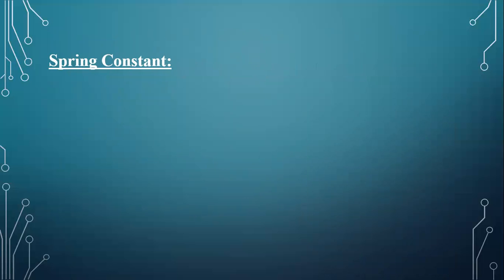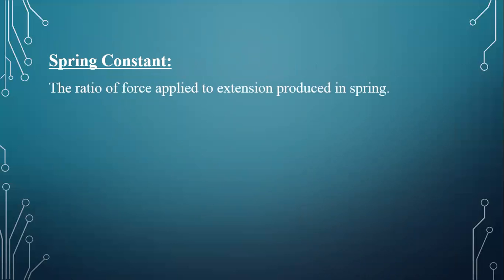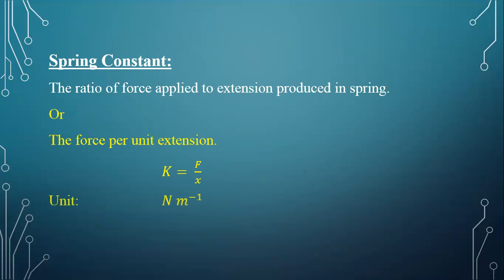This spring constant is also known as force constant. So spring constant or force constant can be defined as the ratio of applied force to extension produced in the spring. So this ratio is called spring constant, or we can define it as the force per unit extension. So we can write K equal to F over X, where F is the applied force and X is the extension produced in the spring. Its unit is Newton per meter.